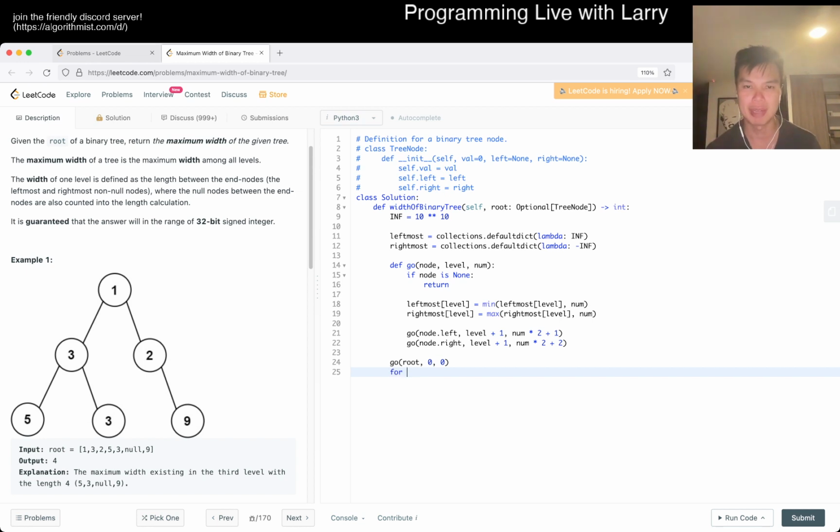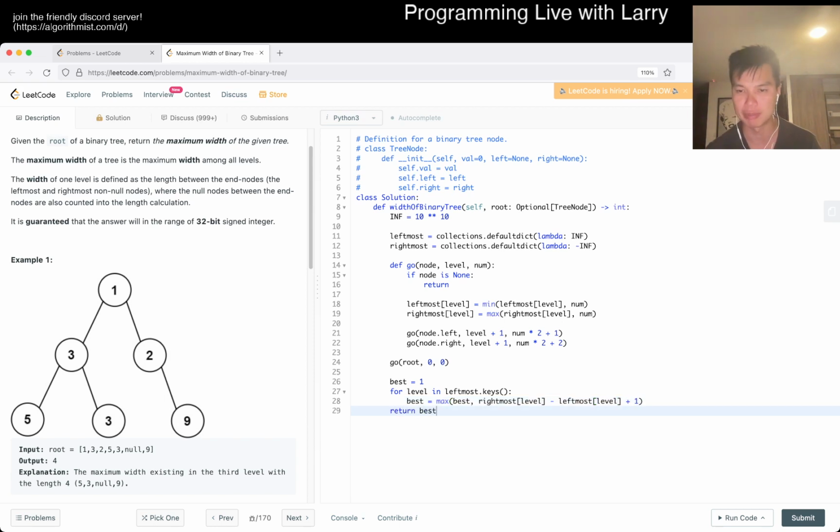And then now we get, for level in leftmost.keys, and you can prove to yourself that for every level it should also have a corresponding point in rightmost. But now here, best is equal to the max, right? So best is equal to 0 or maybe 1, I suppose. Yeah, doesn't really matter. But best is equal to max of best, rightmost of level minus leftmost of level, and then plus 1 for the off by 1.